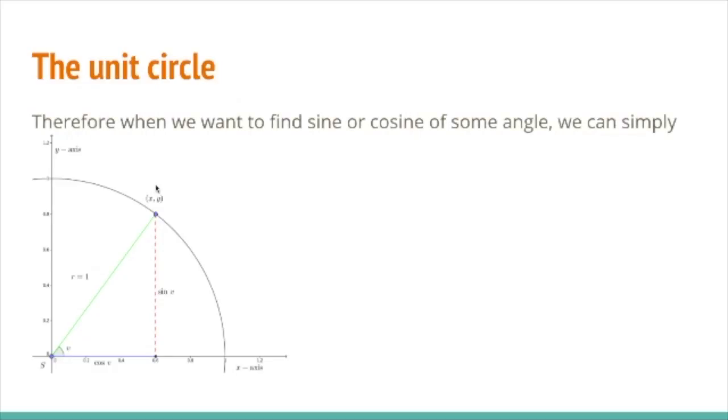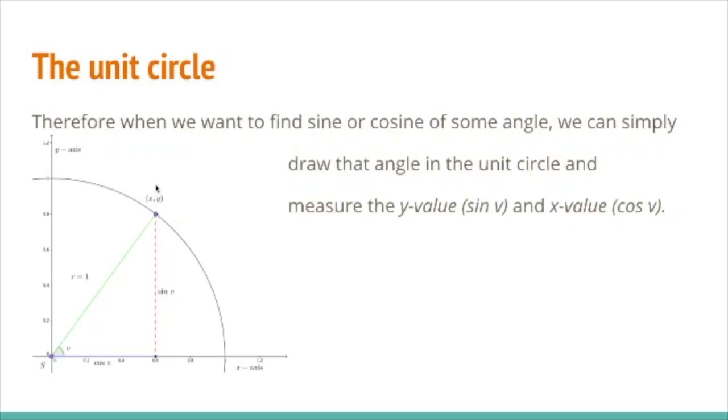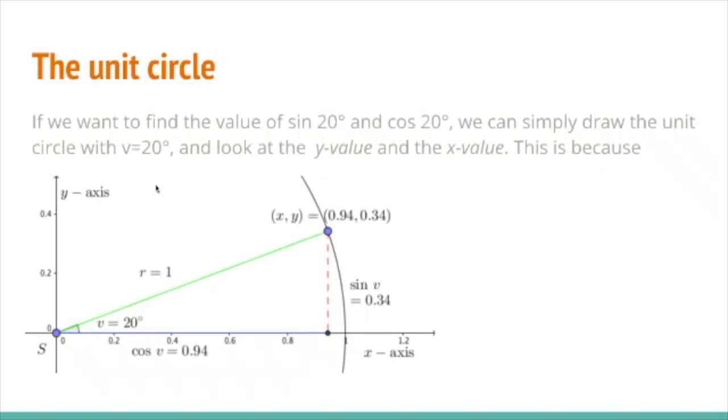Therefore, when we want to find sine or cosine of some angle, we can simply draw that angle in the unit circle and measure the y value, which is sine v, and the x value, cosine v. If we want to find the value of sine 20 and cosine 20, we can simply draw the unit circle with v equals 20 degrees, and we can look at the y value and x value.